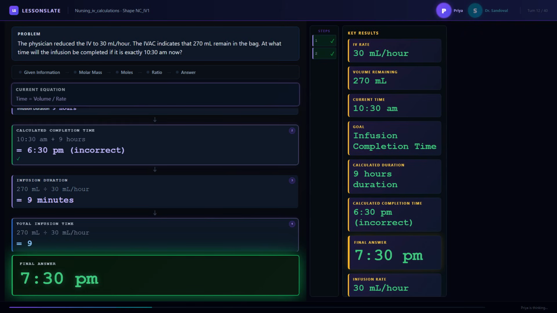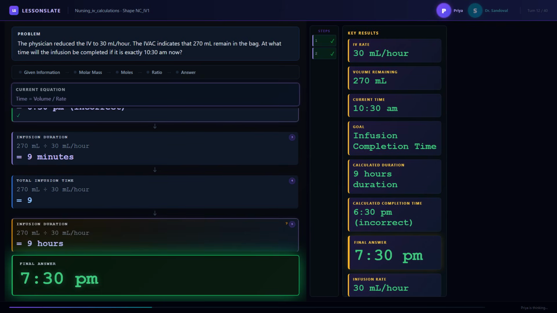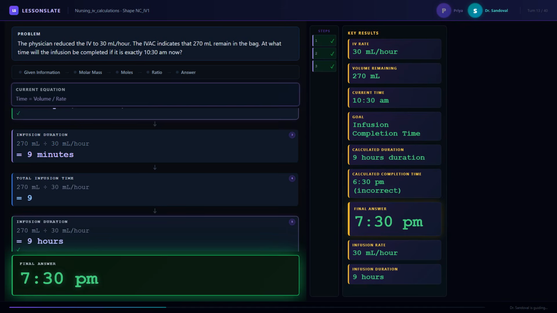Oh, I see. The milliliters cancel each other out when you divide, so the unit that's left is hours. So the infusion will take 9 hours, not 9 minutes. That makes more sense. Excellent, Priya. You've correctly identified that the milliliters cancel out, leaving you with hours. So the infusion will indeed take 9 hours. That's a crucial distinction, and you've handled it perfectly.